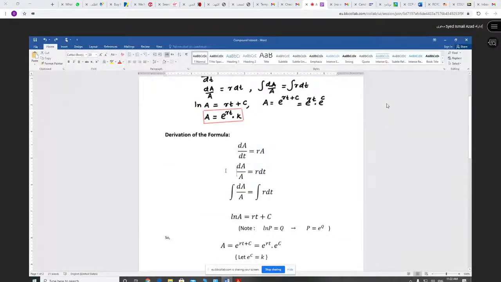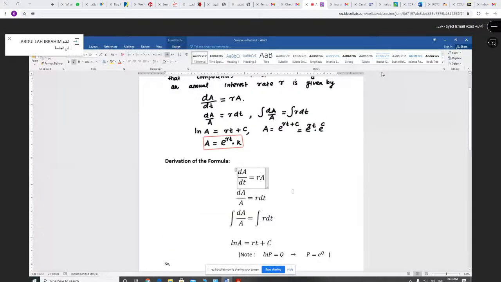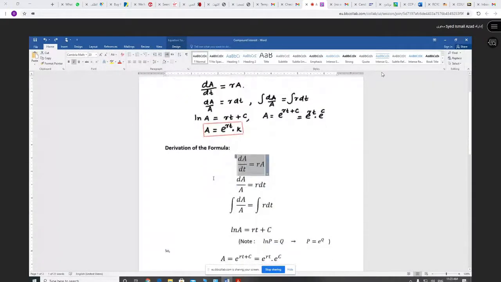I told you this is the master equation we'll start with. The derivative of A with respect to time is equal to RA. Now, I told you this is a variable separable equation. It means separate the variables: bring all A on one side and all t on the other side. This is how you solve this differential equation.